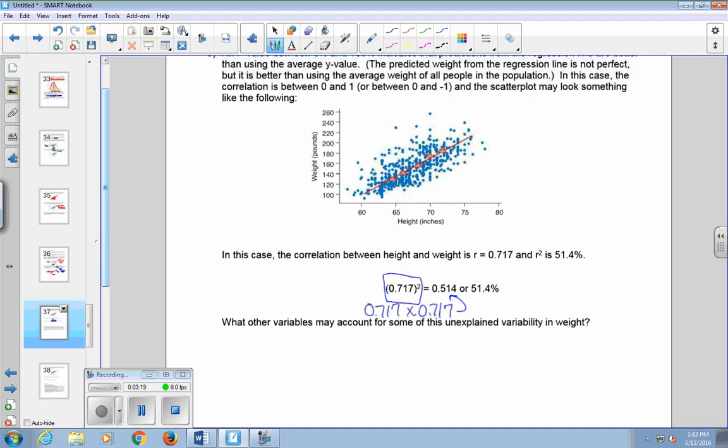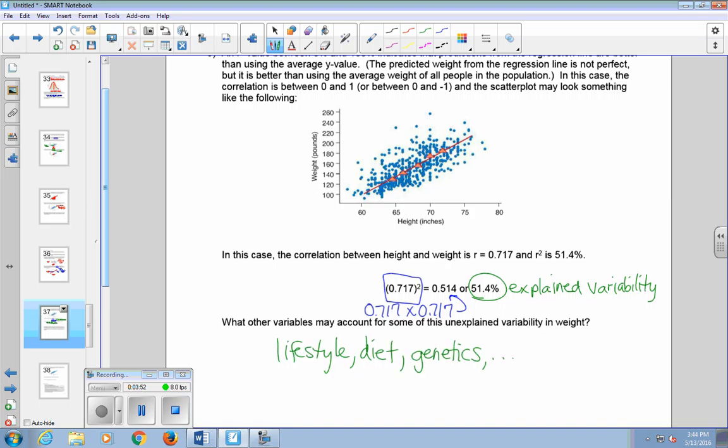And so the question is, what other variables may account for some of this unexplained variability in weight? So again, if this is the percentage of the variability that is explained, or we can say it's the explained variation or variability, then we see that roughly half of the variability is still unexplained. So some other variables might include things like lifestyle, diet, genetics. There could be a bunch of other things as well.